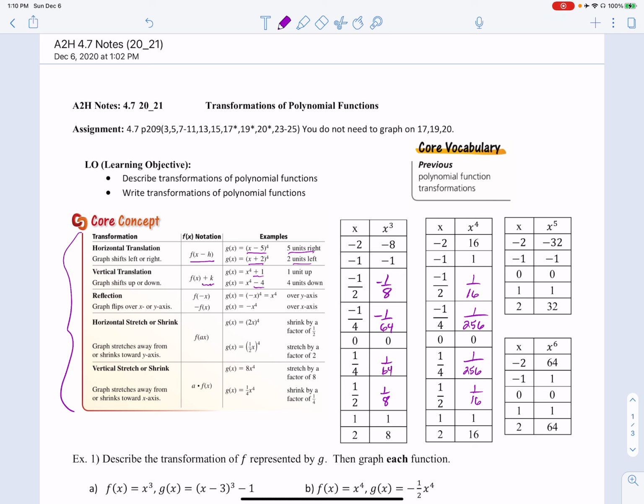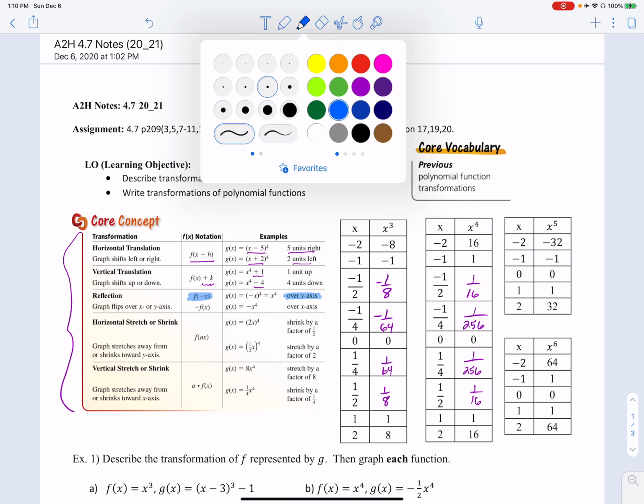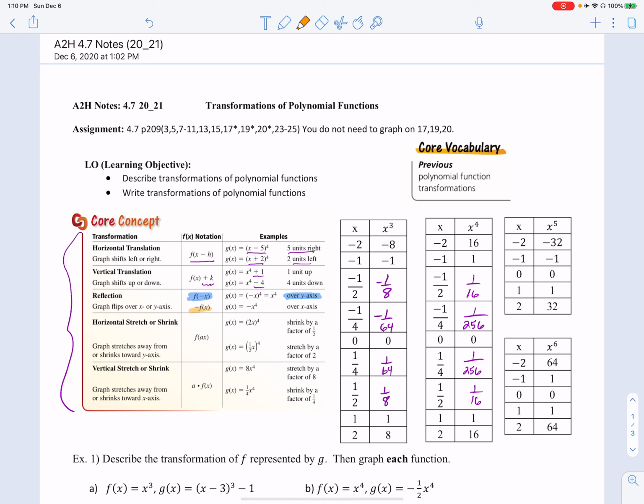Now for reflections, these you have to pay a little more close attention to. If you negate the x inside the function, that is a reflection over the y-axis. And in that case, you take the opposite sign of all your x values. However, if you have the negation on the outside of the function, then you are going to reflect the whole thing over the x-axis, and you end up actually changing the signs on the y-coordinates. Again, these are review of transformations we've seen before.